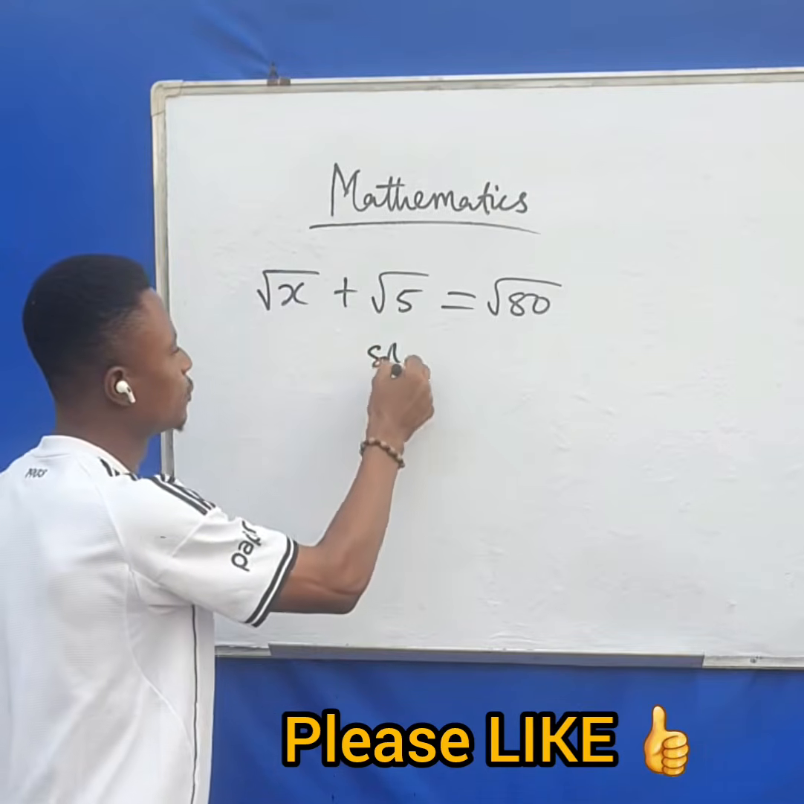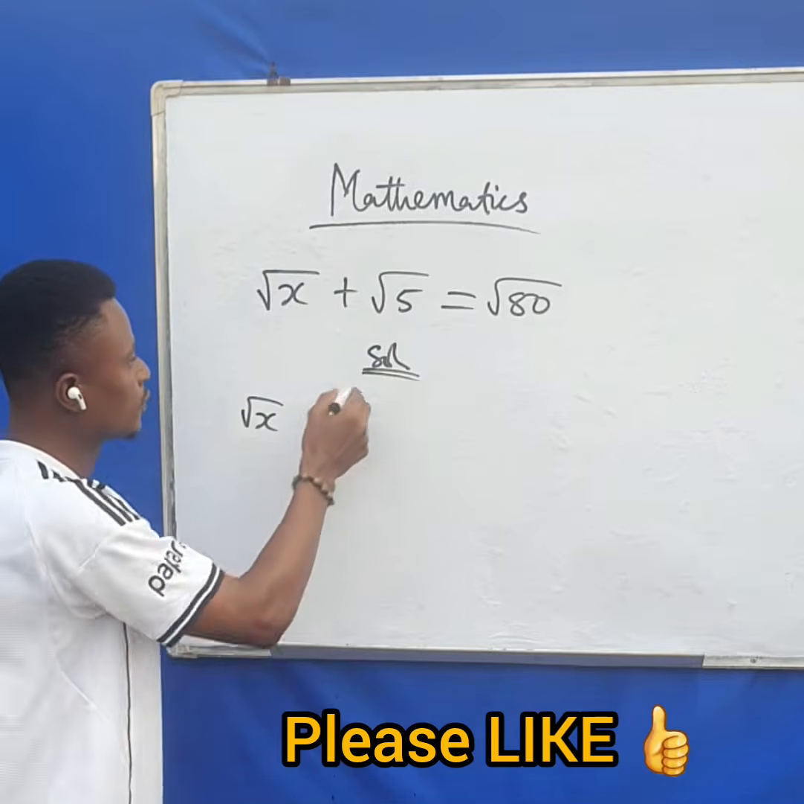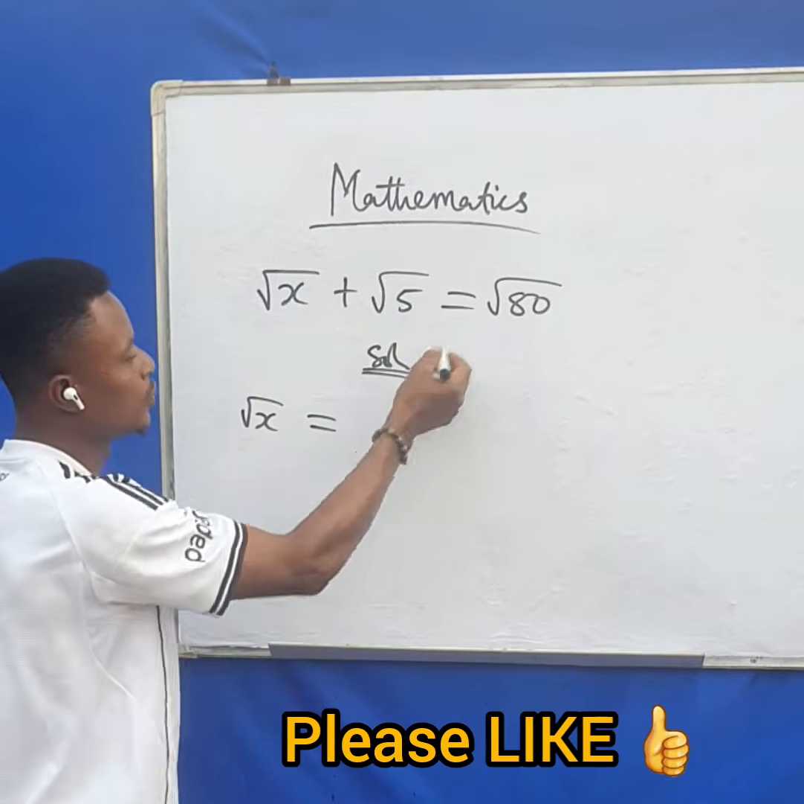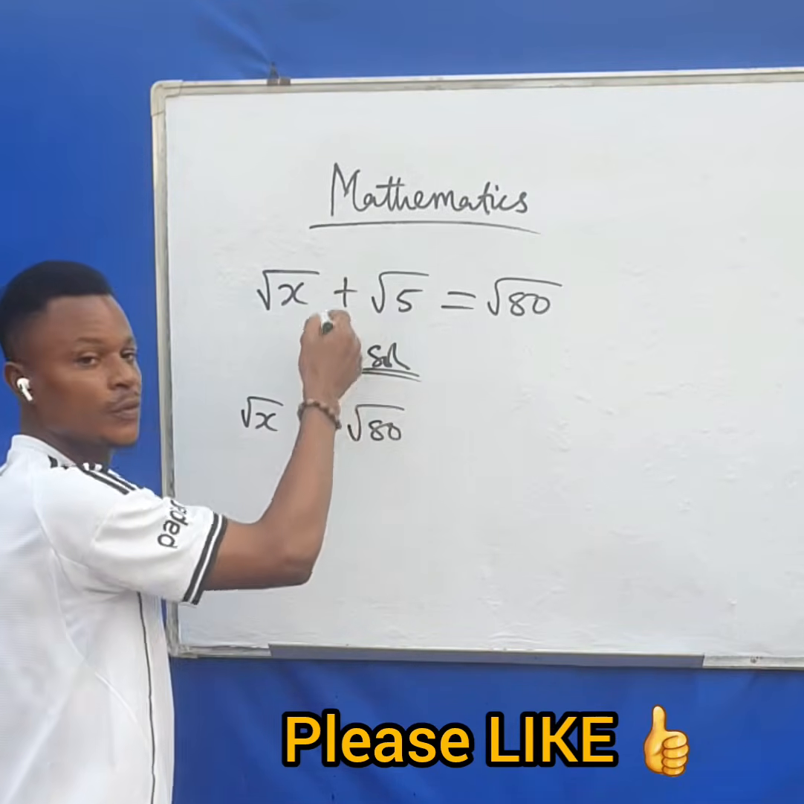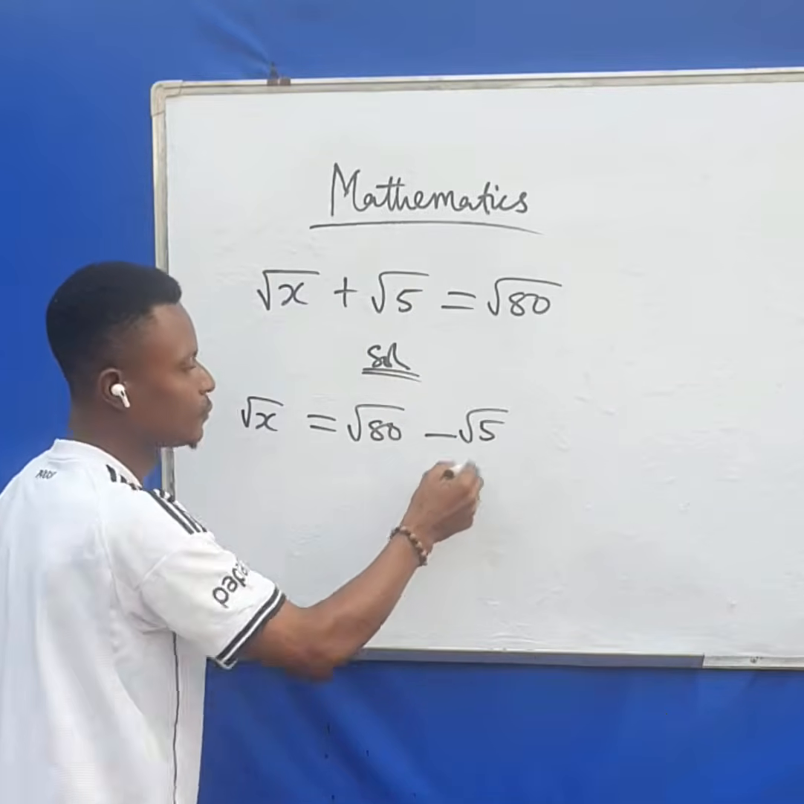So here's the solution. We have our square root of x then equal to, remember we are going to move this one to this side of the equation. So we have square root of 80. When this positive square root of 5 crosses to the other side of the equation, it changes to negative square root of 5.